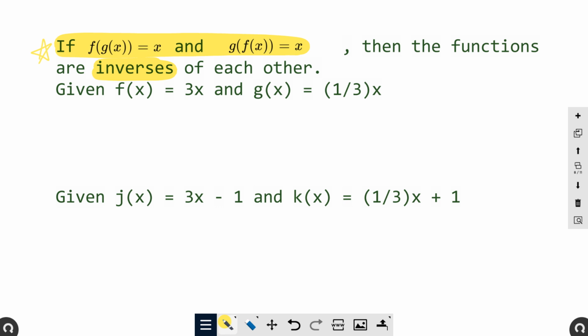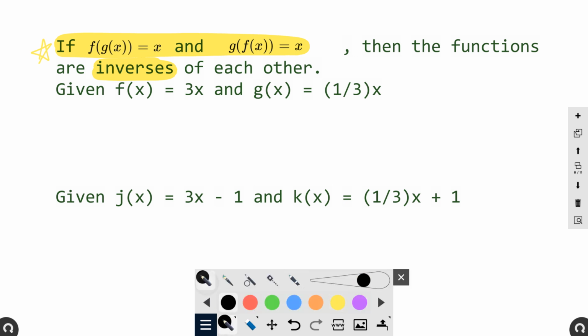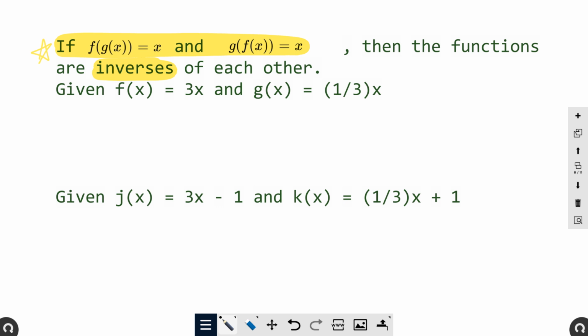So if you can do f of g of x and get out just a singular x, or g of f of x and get out a singular x, then those two are inverses of each other, and you know what the inverse is. So let's try it out with this problem. Let's start with f of g of x. This is a good review of what you learned yesterday. So what's in the middle?